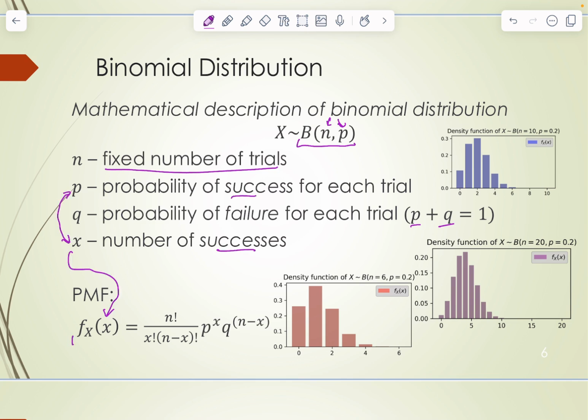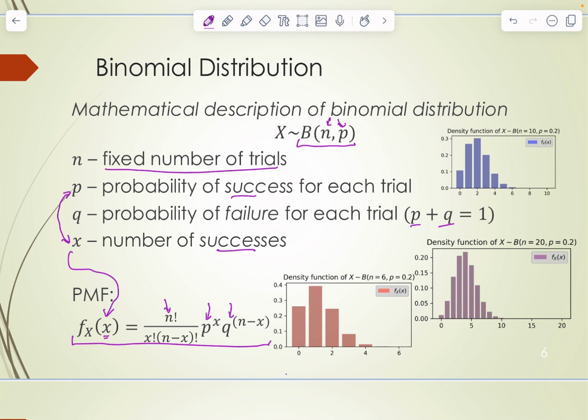This interesting formula gives you the probability of X successes among N trials with probability P, and Q is a function of P. So all of this is determined by X, N, and P.